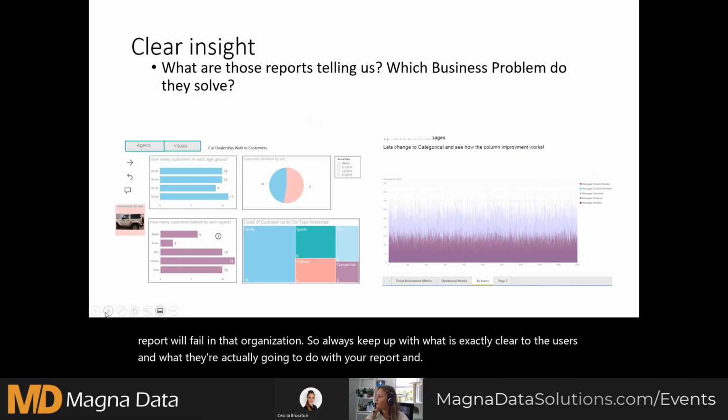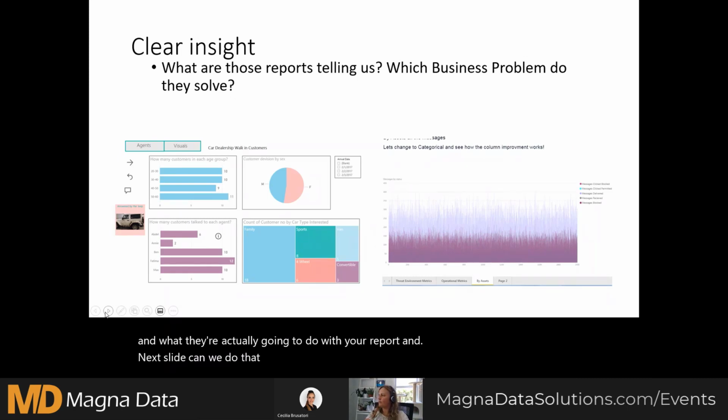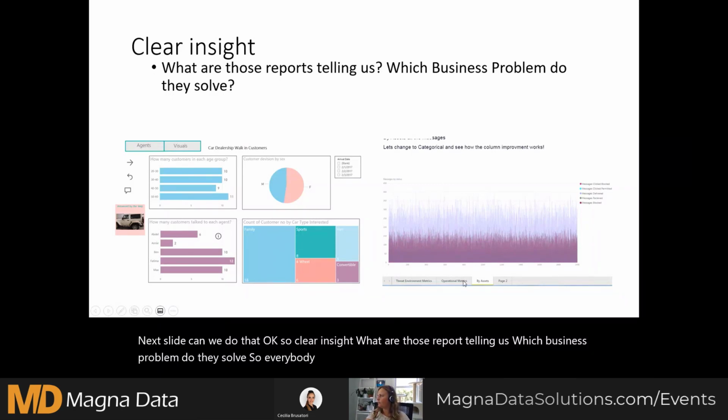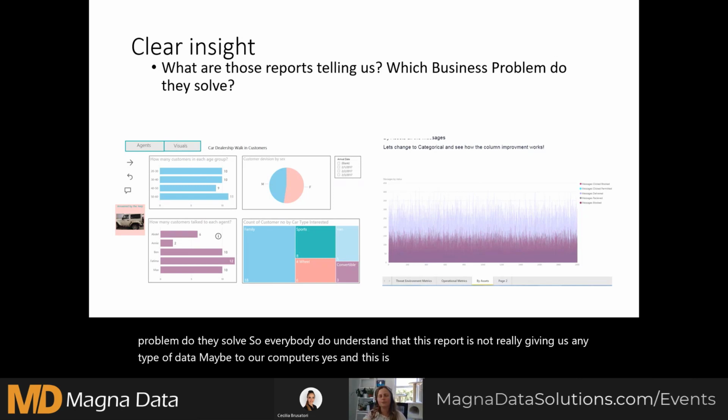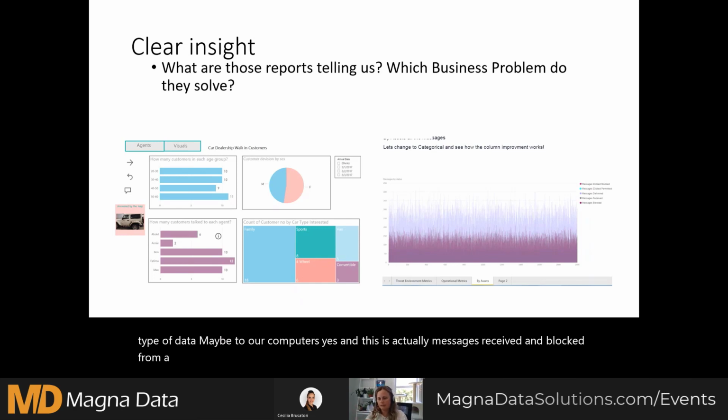Next slide. Can we do that? Okay, so clear insight. What are those reports telling us? Which business problem do they solve? Everybody does understand that this report is not really giving us any type of data, maybe to our computers, yes. This is actually messages received and blocked from a messaging center, and this is the quality performance. Obviously, this report is completely nonsense for us. This is not something we want to do.